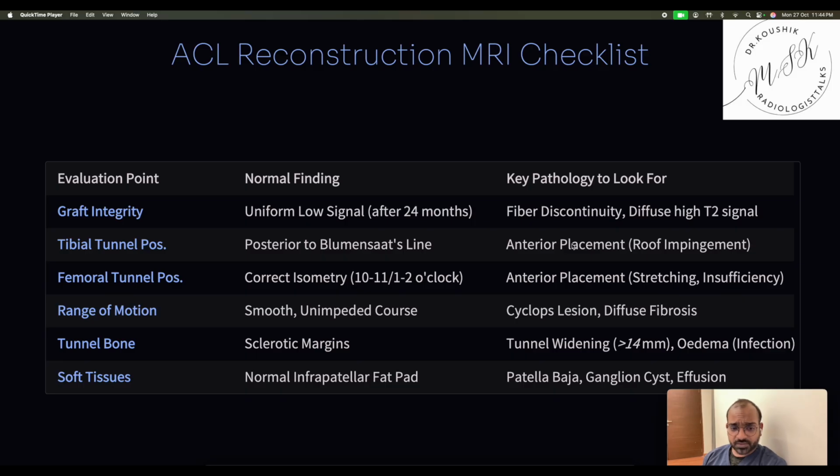Then tunnel bone. The bony tunnel showing sclerotic margins is okay. But what is the abnormal finding? Widening of the tunnel, that is more than 14 mm, and marrow edema surrounding the tunnel, so there is some inflammation or infection. Soft tissues: normal infrapatellar fat pad, or whether there is any patella baja because of extensive fibrosis, ganglion cyst formation, or effusions. This is the checklist in post ACL reconstruction MRI. If you can remember this table, then most of the things will be done.